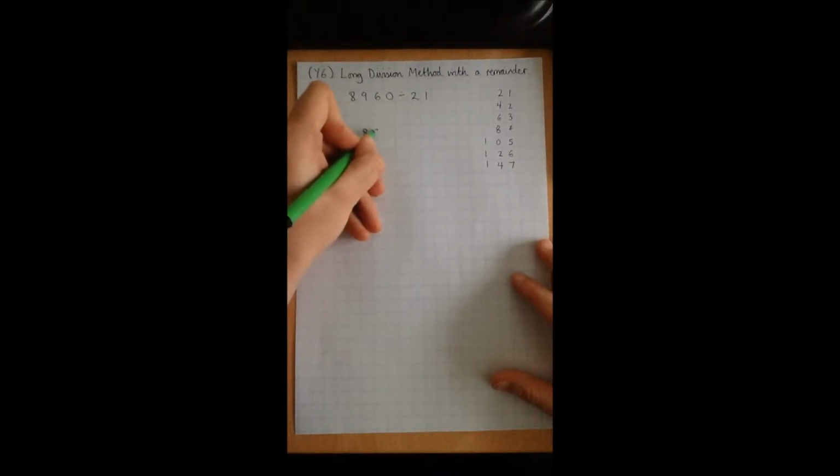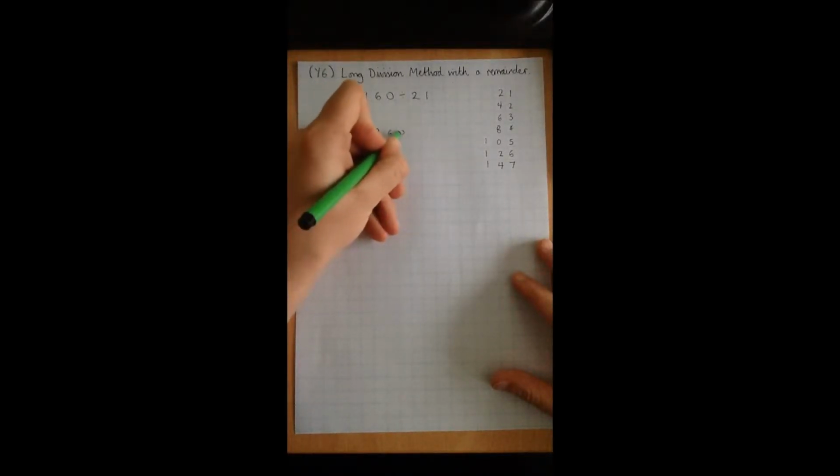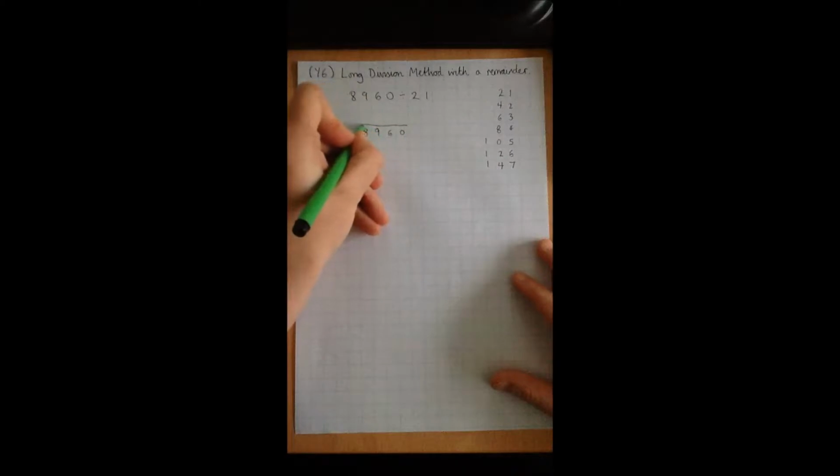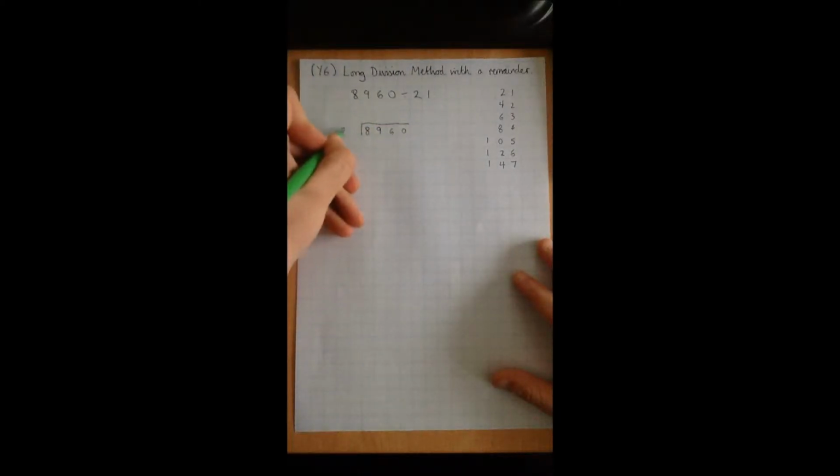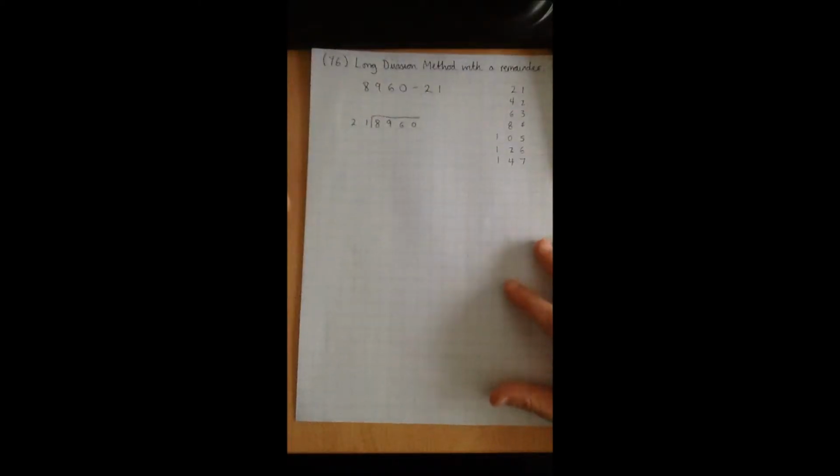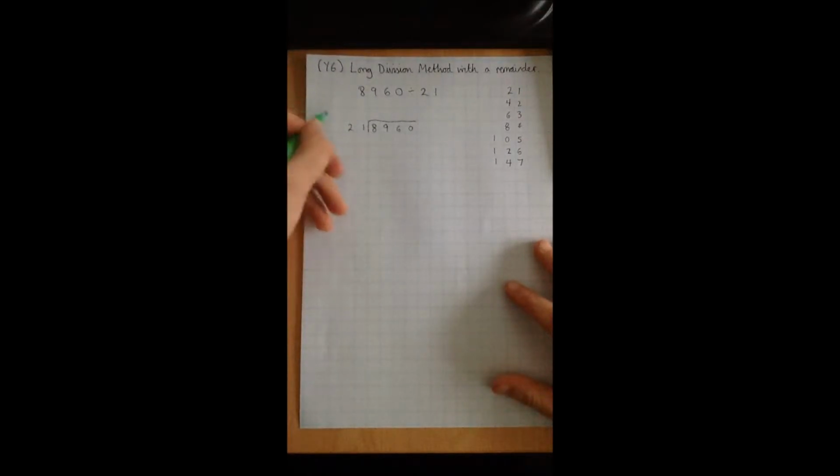So 8,960 is the full stop and divided by 21. And another thing we'd encourage the children to do is to remember to put the divide, multiply, subtract and bring down, just so they can help them remember the process.